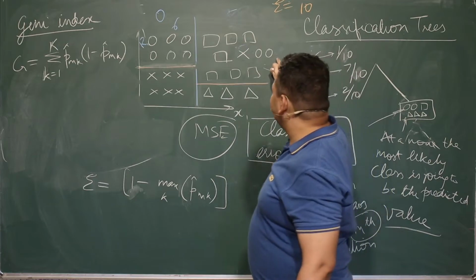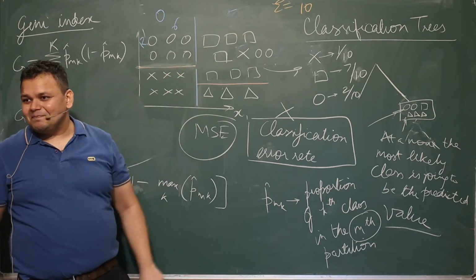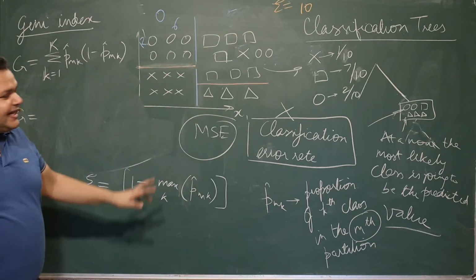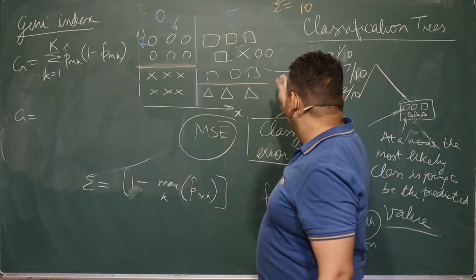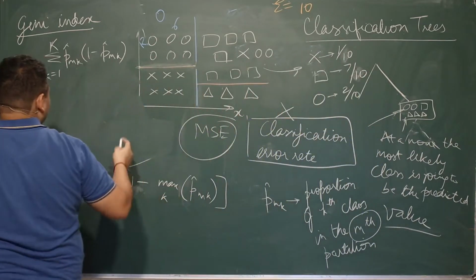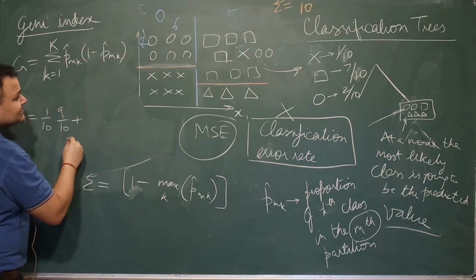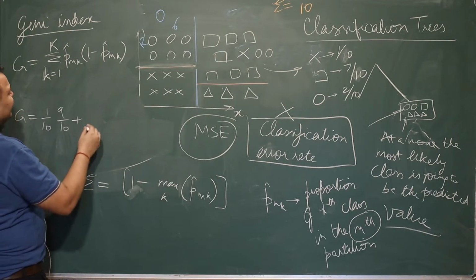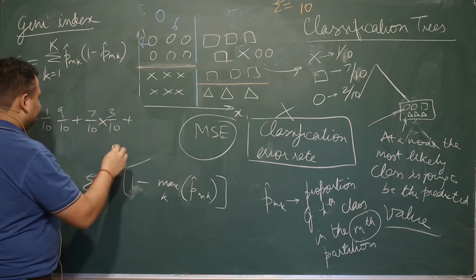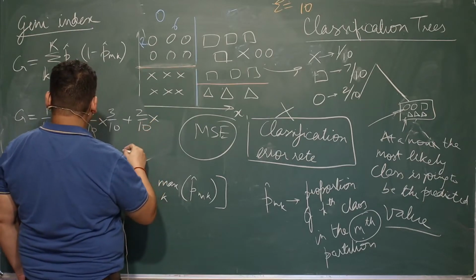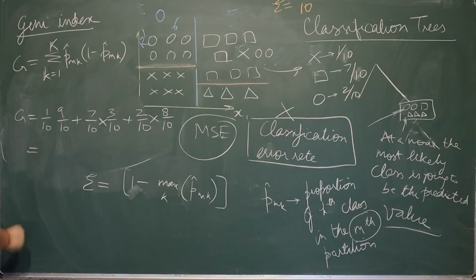इसका Gini index क्या होगा बताओ? What will be the Gini index of this? इससे कैलकुलेशन करो. How many classes do you have? कितनी क्लासेस हैं? 3 classes. Okay, so please calculate. It is going to be, let us start with cross 1 by 10 into 9 by 10 plus second wala square 7 by 10 into 3 by 10 plus 2 by 10 into 8 by 10.